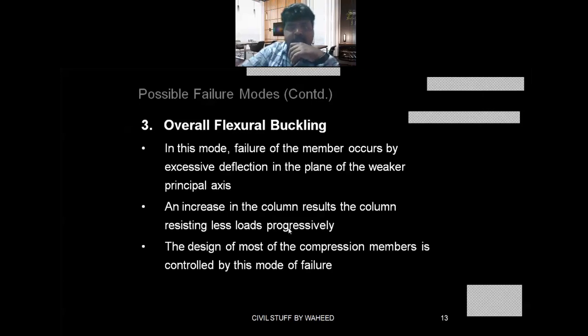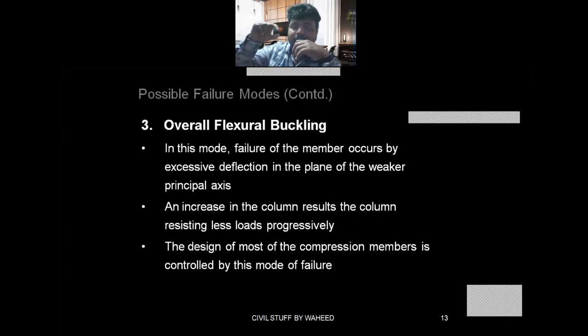Next, an increase in the length of the column results in the column resisting less loads progressively. Means as the length of the column increases, its load carrying capacity keeps decreasing progressively. Okay. So the design of most of the compression members is controlled by this mode of failure only. Means the design depends upon its mode of failure, whether local buckling is happening, or squashing, or flexural buckling, or flexural torsional buckling. Based upon that only, we are going to design the compression member.